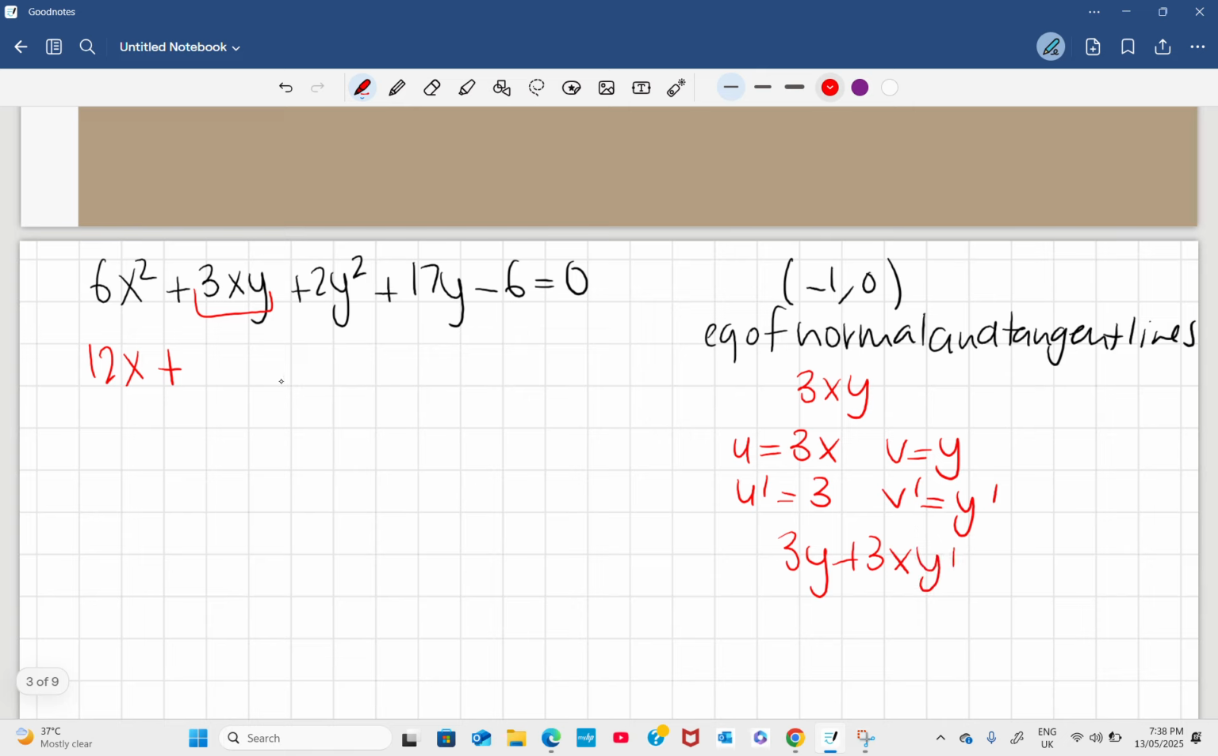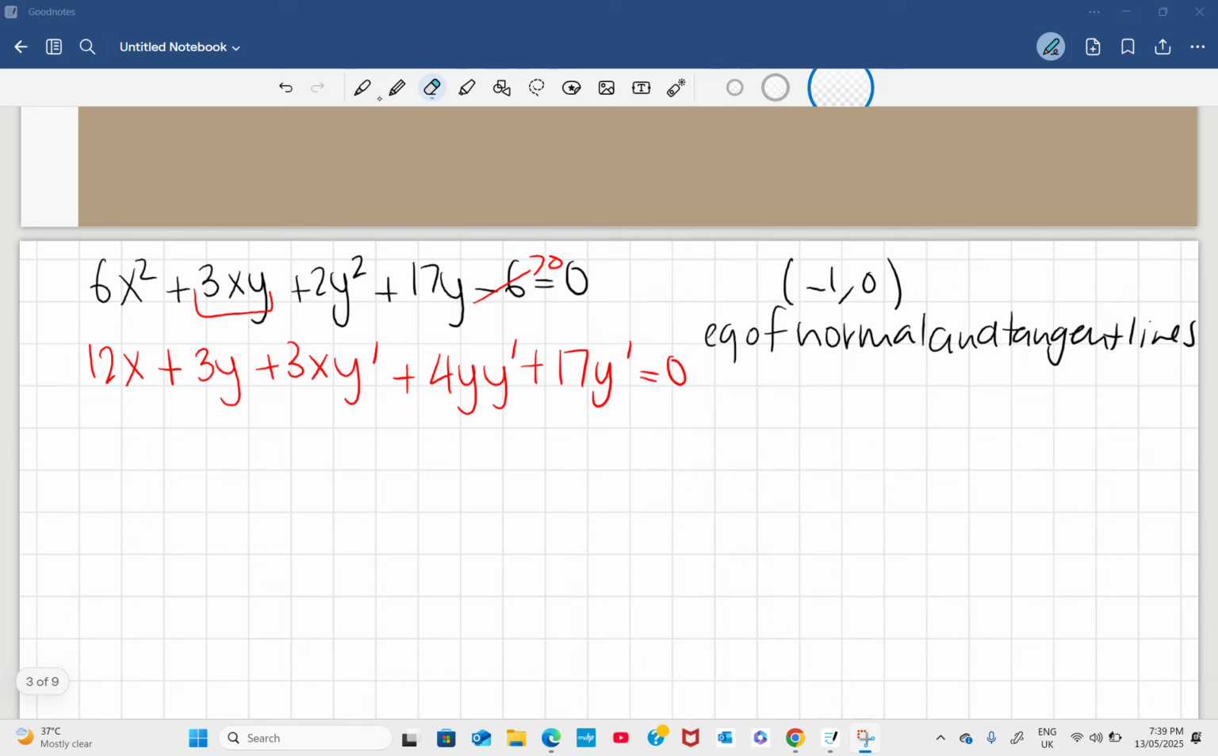So this is gonna be our answer for this. I'm gonna write it here, plus 3y plus 3xy prime plus 2 times 2, I'm gonna take the 2 here, so it's gonna be 4y y prime plus 17y prime, and this equals 0. Now we don't need to get the y prime on its own, since we're given values. Now we know that y is 0, so anything with y is gonna completely be 0, so this is 0, this is 0.